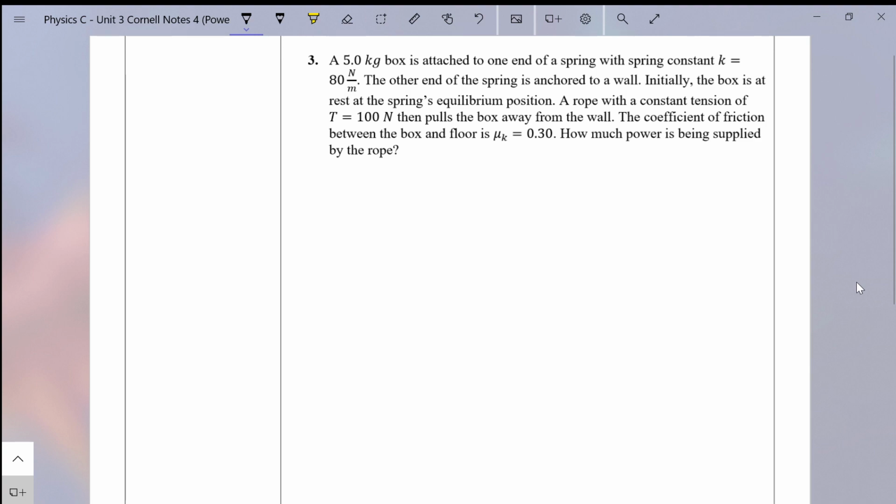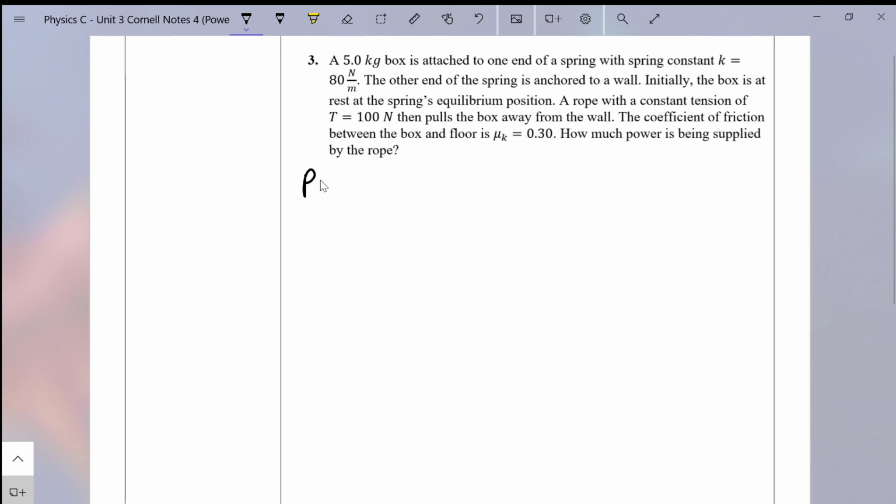Okay, so we have a 5 kilogram box. It's attached on one end to a spring with a spring constant of 80 newtons per meter. The other end of the spring is anchored to a wall. Initially, the box is at rest at the spring's equilibrium position, so there's no force exerted by the spring. And a rope with a constant tension of T equal to 100 newtons will pull on this box and pull it away from the wall, causing the spring to extend. The coefficient of friction between the box and the floor is mu k equal to 0.3. How much power is being supplied by the rope?